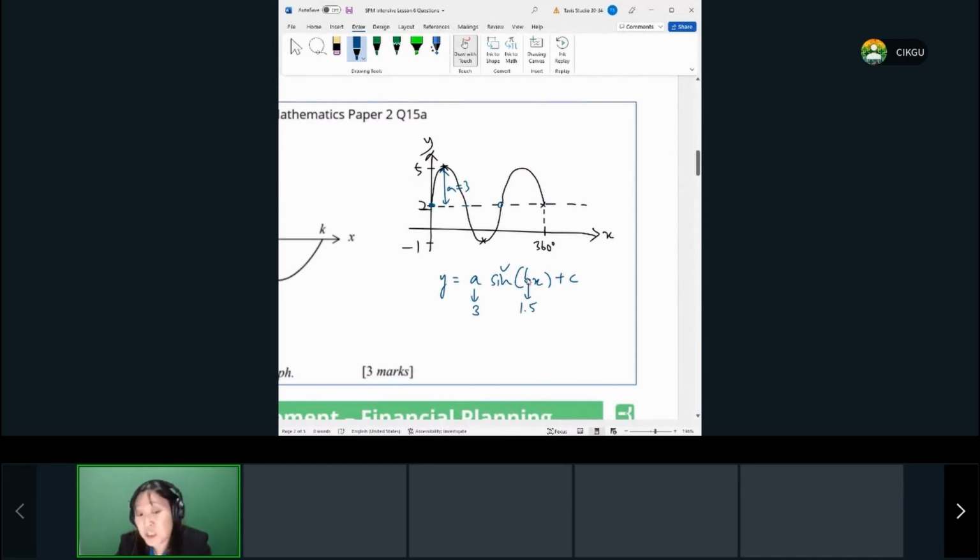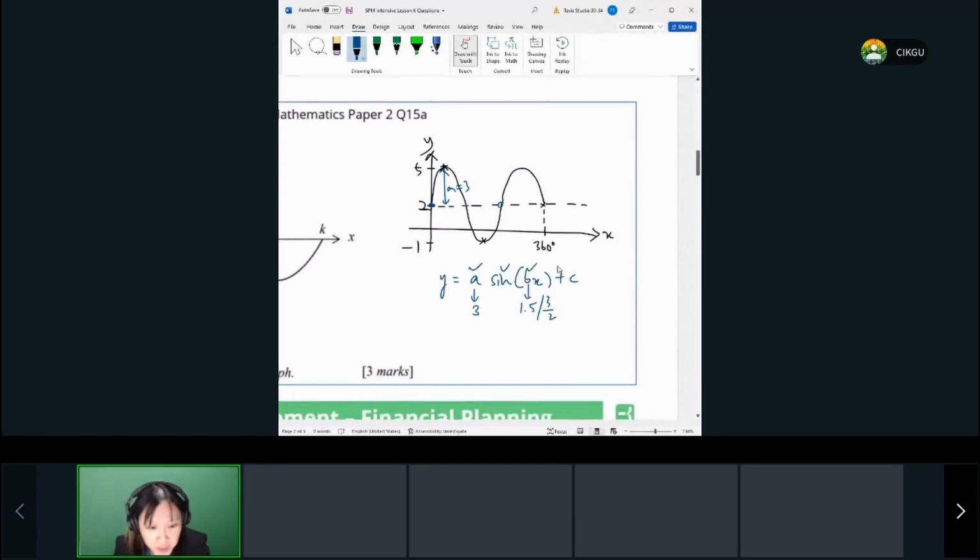Who says it must be an integer? Who says it must be a whole number? Who says it must be a nice number? Some students say, teacher, can we change it to a fraction? Can. 3/2. Very good. Lastly, C. So you see, A is done already.